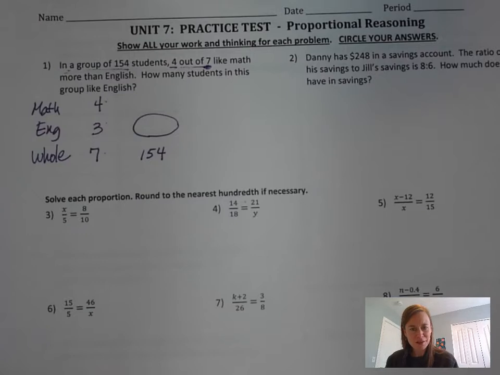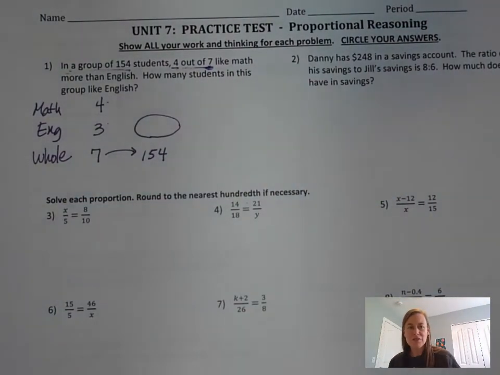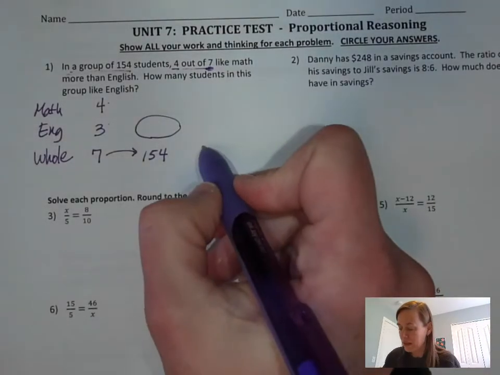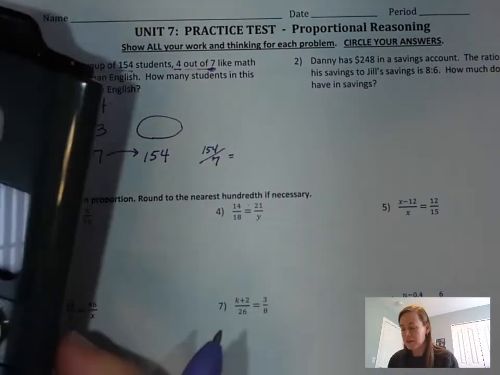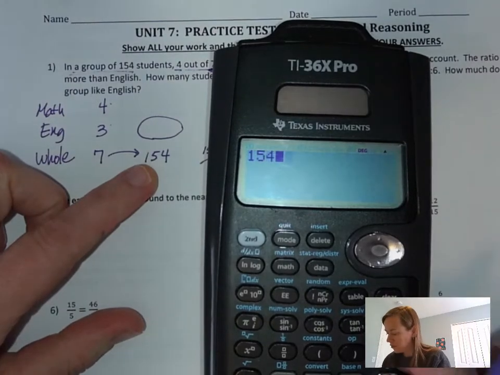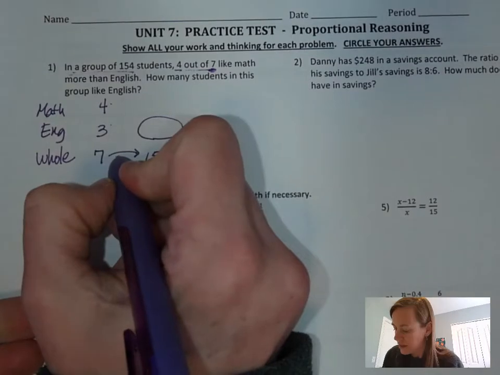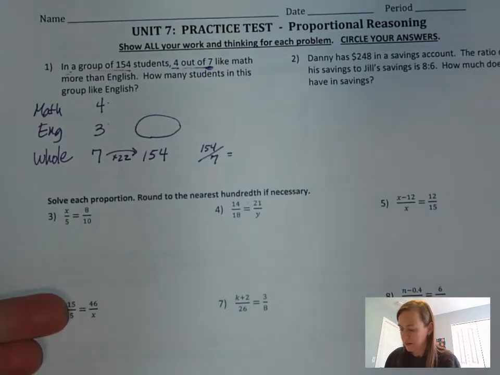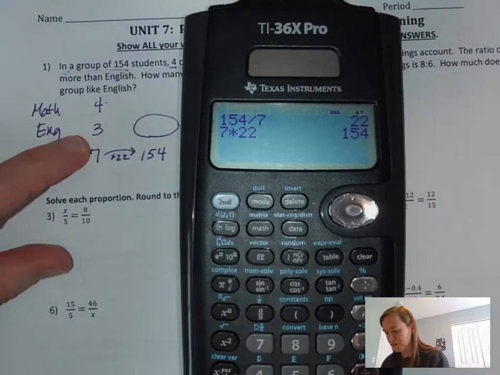So let's figure out our scale factor. What can we multiply 7 by to get 154? Well, I don't know about you, but I don't know that off the top of my head. So what I can do is 154 divided by 7, and that's going to get me the scale factor. So let's do that. 154 divided by 7, 22. So it looks like we're multiplying by 22 here. So you can do it again just to make sure. 7 times 22, yeah, 154, great.